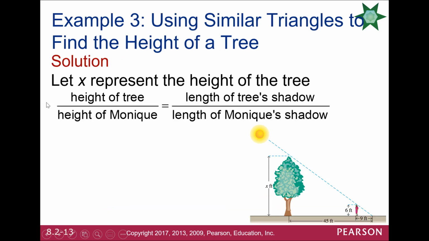So the tree height is our unknown. We call that x. x is the height of the tree, related to the height of Monique, 6, as the length of the shadow, 45, is to her shadow, 9. And then we solve. This is a proportion, recall. So the fastest thing to do here is to cross multiply. 9 times x equals 45 times 6. So we have 9x equals 270, and then we divide both sides by 9. x is 30 feet.